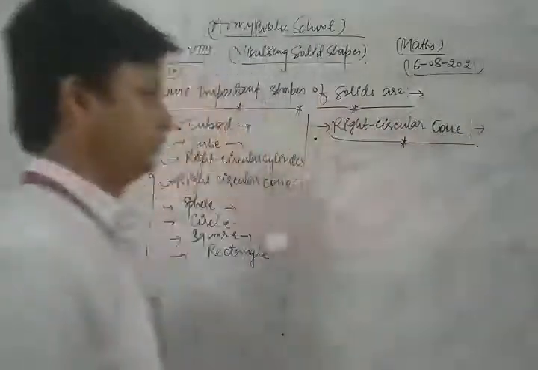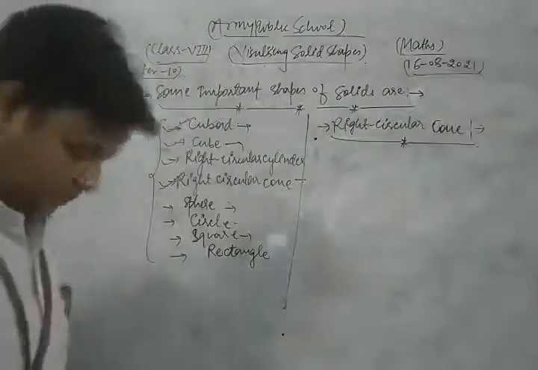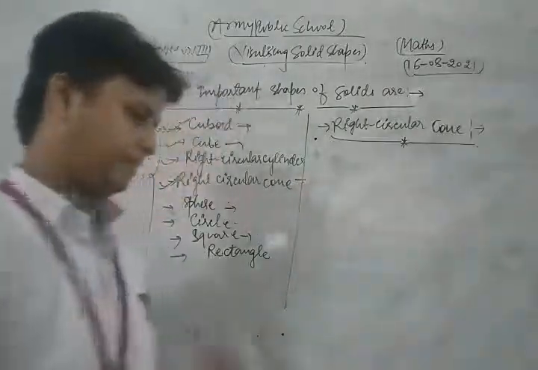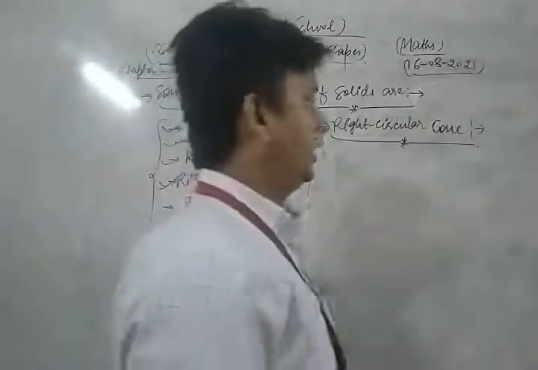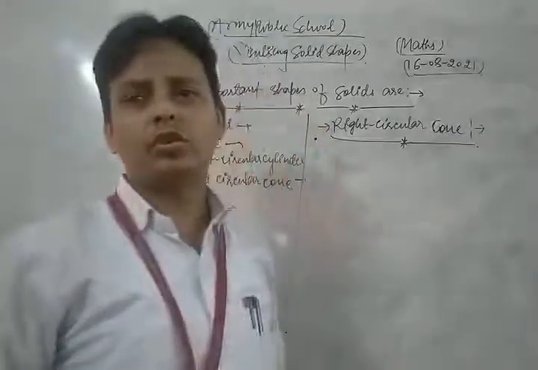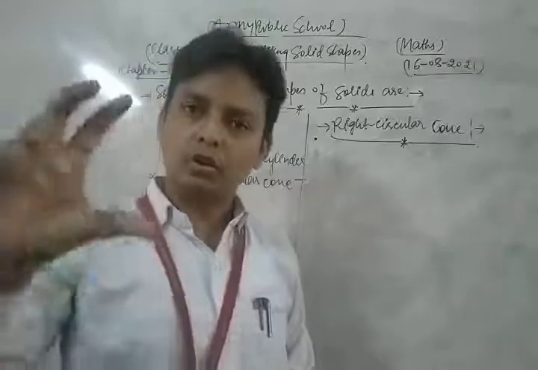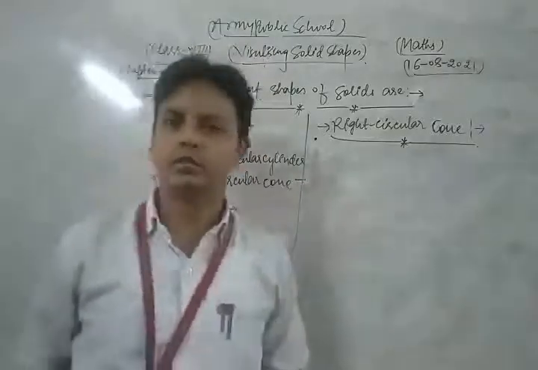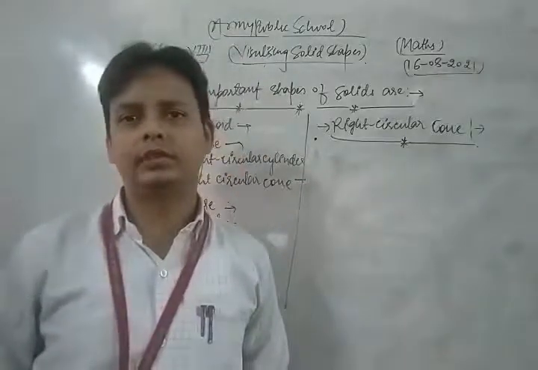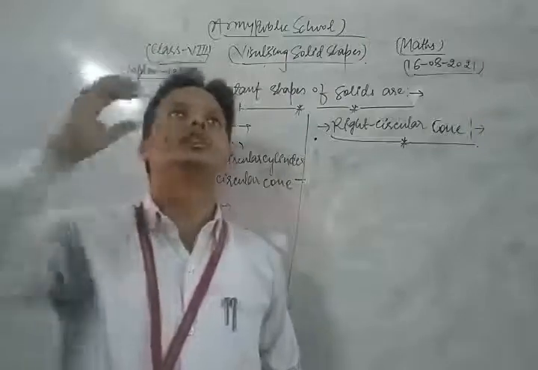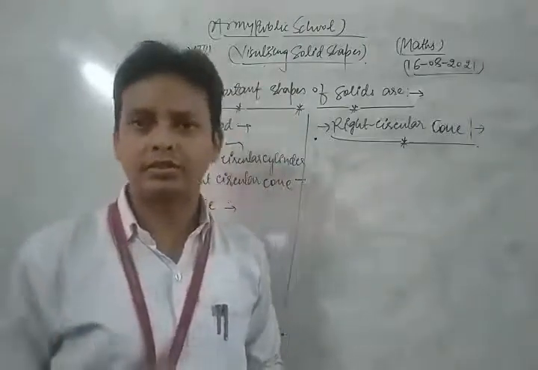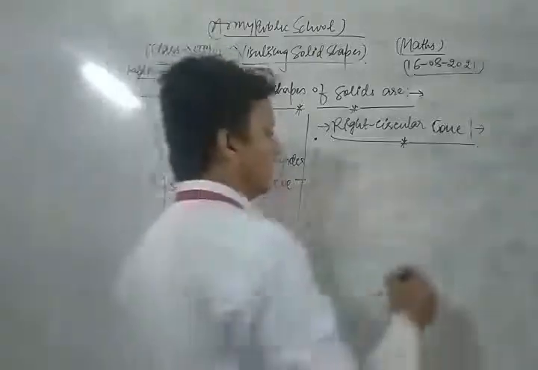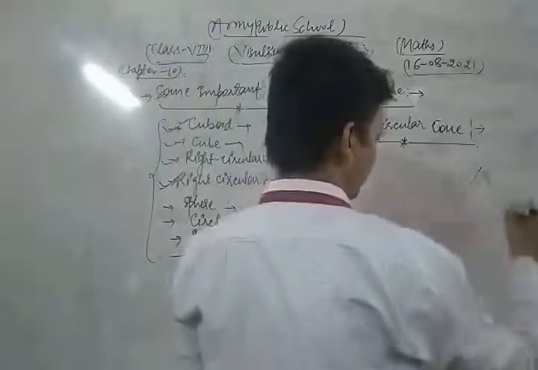Cones. Look, dear students, the shape of the right circular cone is like a birthday cap or a cone of ice cream, which you are already aware of. The shape of the cone is like a birthday cap or your ice cream cone. Okay, so look, this is the shape of the cone.